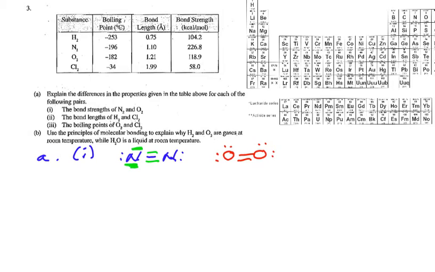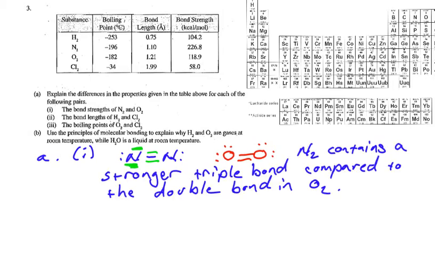So let's write our argument. It feels like we should say more than that, but I think this is enough. N2 contains a stronger triple bond compared to the double bond in O2. We identified that the nitrogen was stronger based on the data, and we explained why. It has to do with the type of bond. I think we're done.